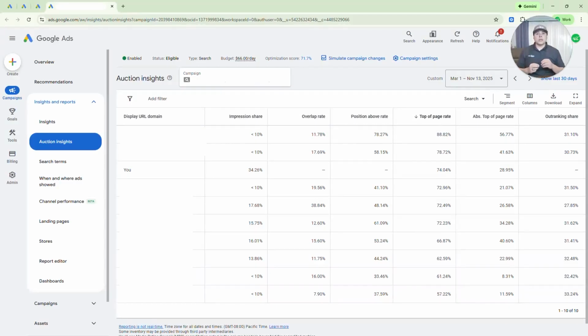Most conversions come from the top section, not necessarily the number 1 spot. The top of page rate tells us how often we show up in the top part of Google, where most people actually click. And even without a big budget, we're showing up very high consistently. So we're at 74%, okay? For a small budget, that's pretty good, with dominant impression share here. But then we've got 2 above us, okay?